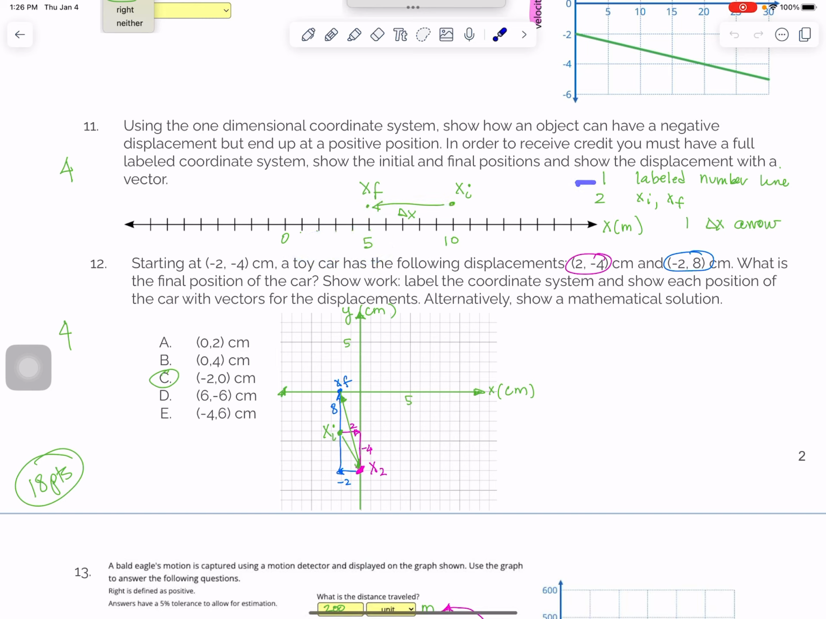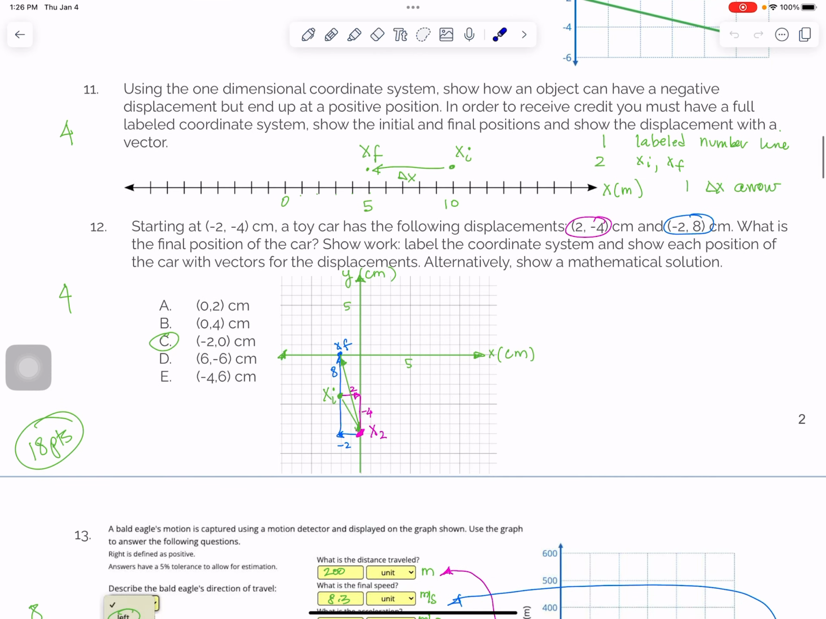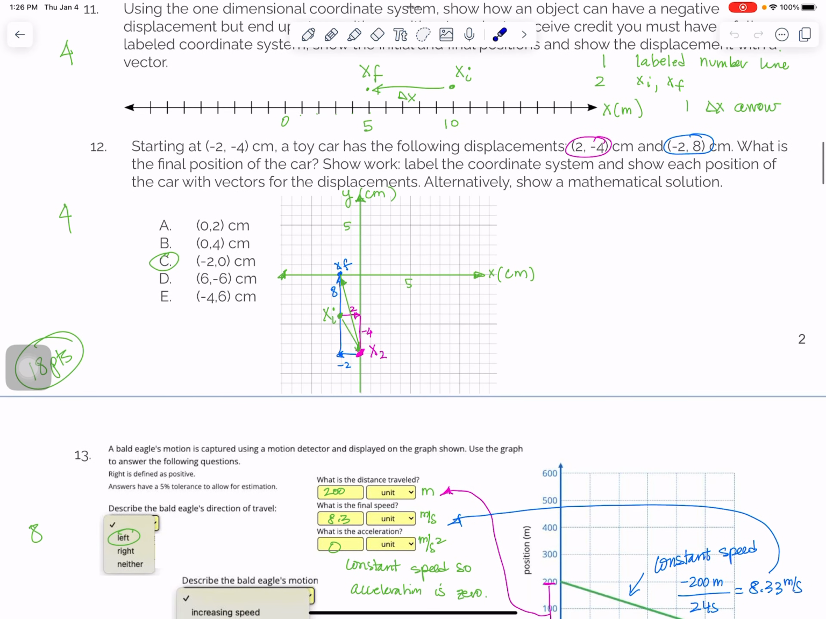So 1 point for a labeled number line, 2 points for x initial and x final, and then 1 point for showing a displacement arrow that was negative, but with x final being positive.